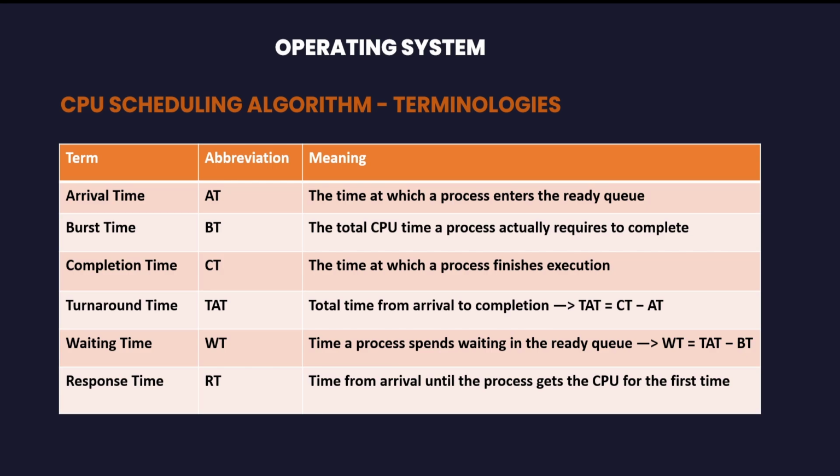Third is completion time, the time at which a process finishes execution. Fourth, turnaround time, the total time from arrival to completion, calculated as completion time minus arrival time. Fifth, waiting time, the time a process spends waiting in the ready queue. It is calculated as turnaround time minus burst time. Last, response time, the time from arrival until the process gets the CPU for the first time. We will also understand these terms with the help of an example.